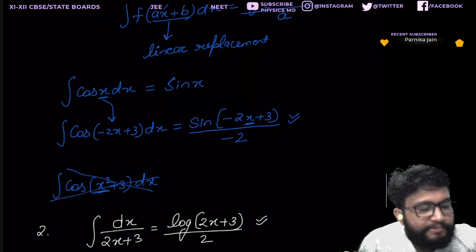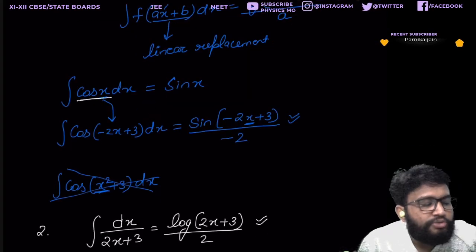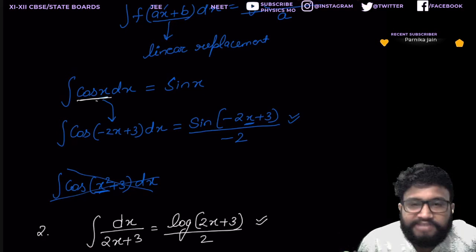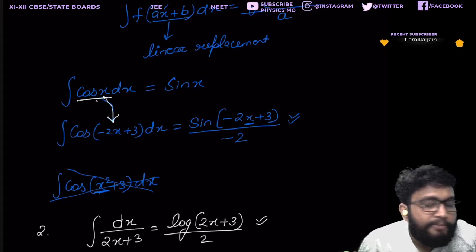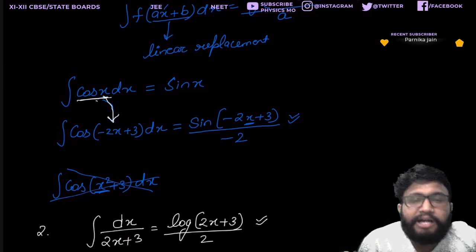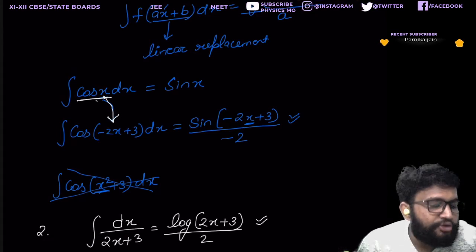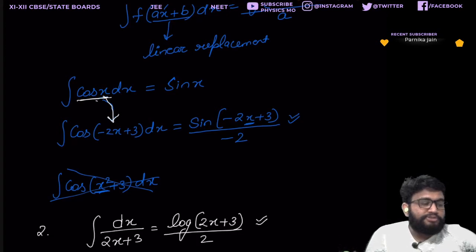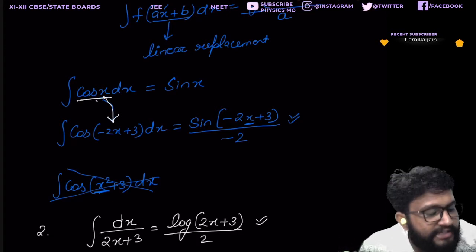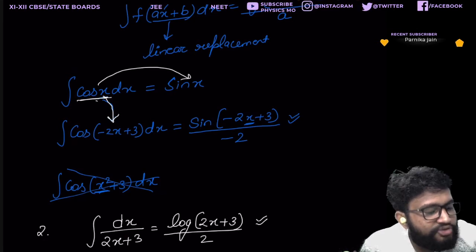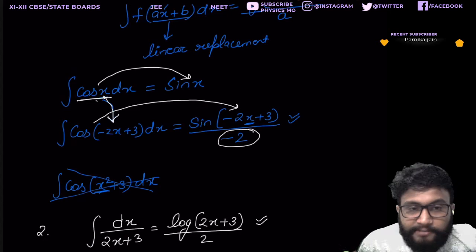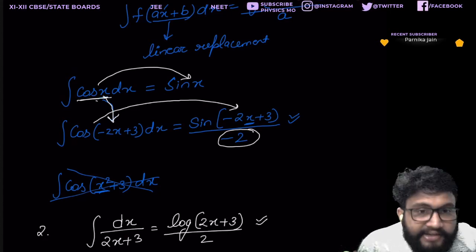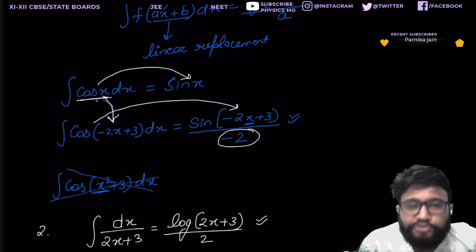So for example, if you have a function cos x, you directly know integration of cos x is sin x. But if you replace x by a linear replacement, which is minus 2x plus 3, this is a kind of question. So if you integrate cos of minus 2x plus 3, it remains the same, like cos x integrates to sin x, so cos of minus 2x plus 3 integrates to sin of minus 2x plus 3, and at last you have to divide by the coefficient of x. Here the coefficient of x is -2, so you just divide it by -2.